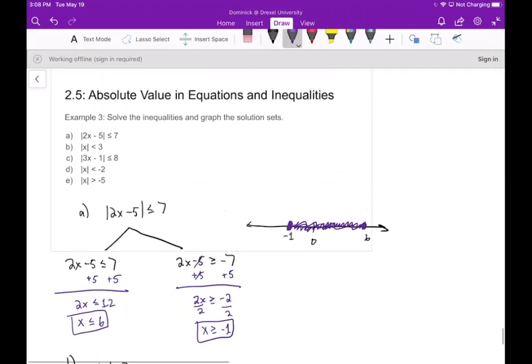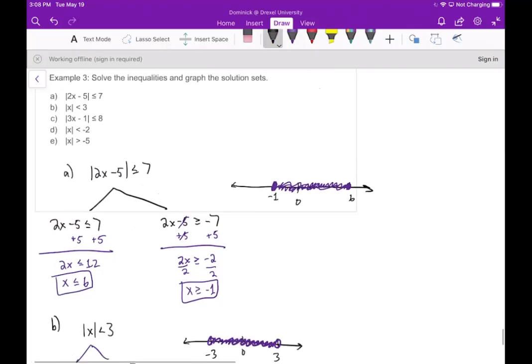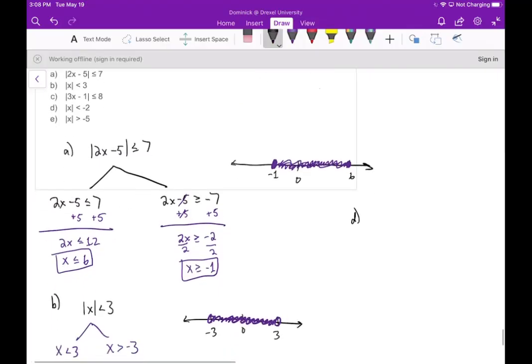Okay, now part D, we have that absolute value of x is less than negative 2. All right, now the number on the other side is a negative, so we should pay attention to that, right? So here we want to know, when is absolute value of something smaller than a negative?